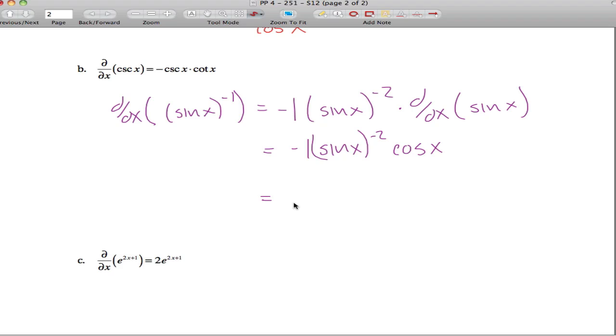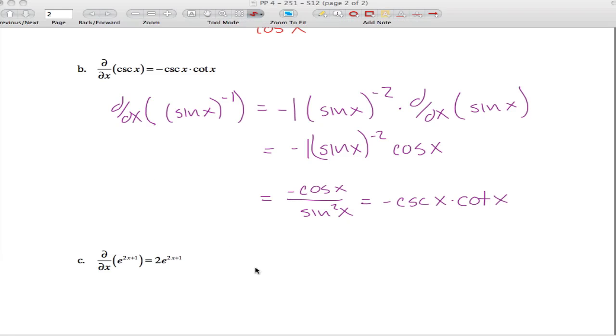So what I get is negative cosine of x over sine squared of x, which, as we saw earlier, is equal to negative cosecant of x times cotangent of x. We proved that in part B of question 1.